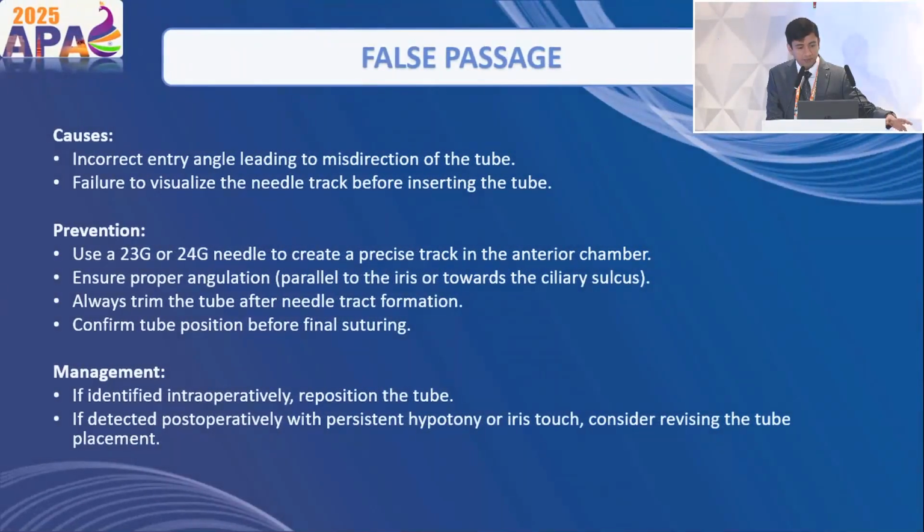We can have a false passage because it's kind of a blind technique that we do when creating the needle tract for the tube. So what I would suggest is if you are putting it in the anterior chamber, be parallel to the iris, like Sir told, more towards the iris than towards the cornea. And also one trick is to always trim the tube after you have made the tract, because if you have a false passage, you have to make another passage and divert the tube there. So if your tube is short, you won't be able to do it.